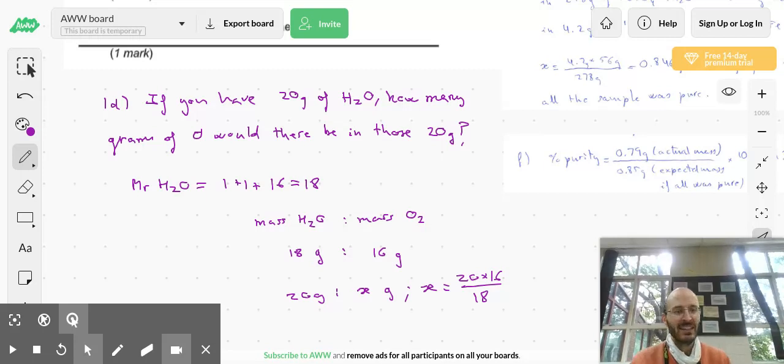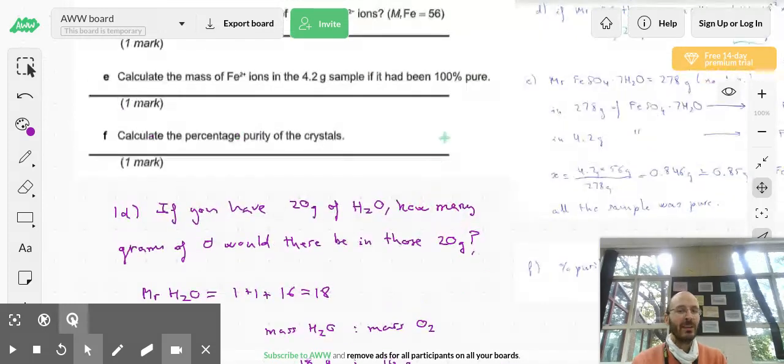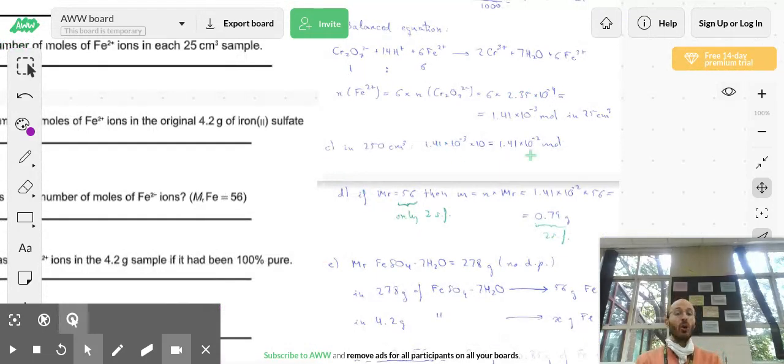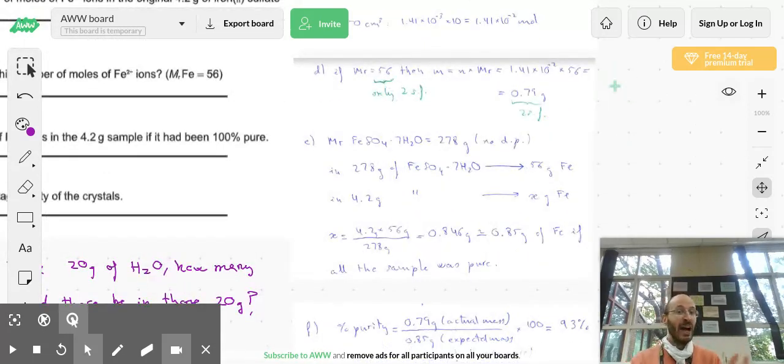Another idea is that in this question, they tell you that you have a compound which is impure, and then they react this compound with potassium dichromate. The impurities are not going to react with potassium dichromate. It's only the iron 2 that is going to react. So what you did here in question C is you calculated the moles that did react. So that is pure iron 2. And we got 0.79 grams of it.